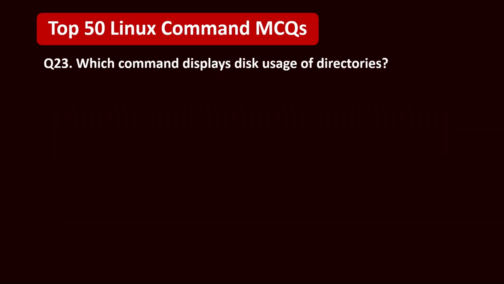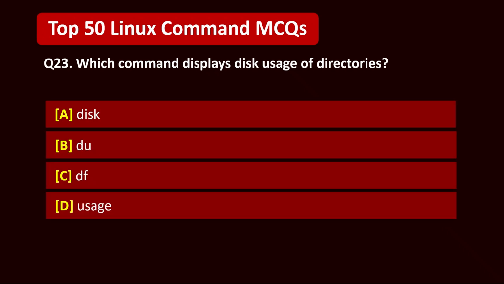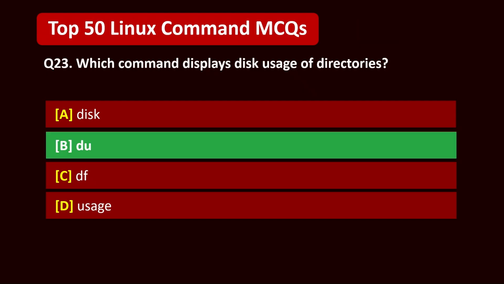Question 23. Which command displays disk usage of directories? A, disk, B, du, C, df, D, usage. 5, 4, 3, 2, 1. Correct answer is B, du.